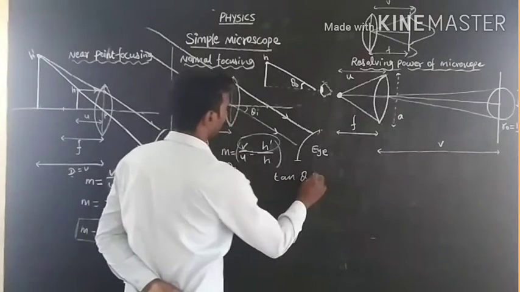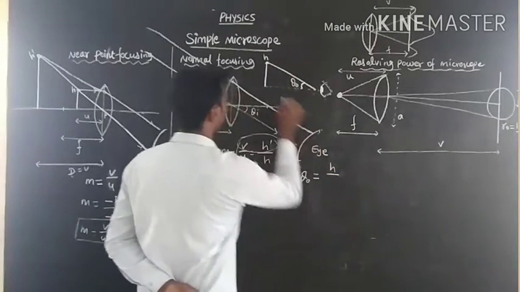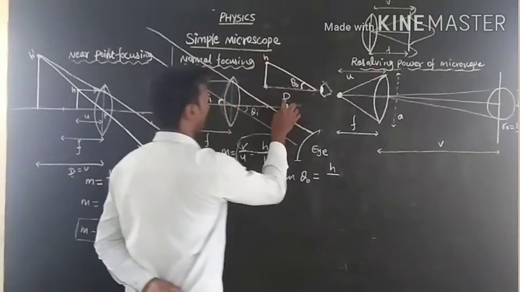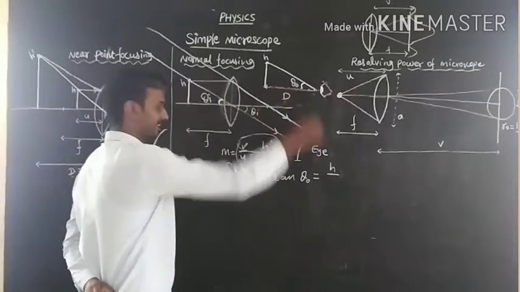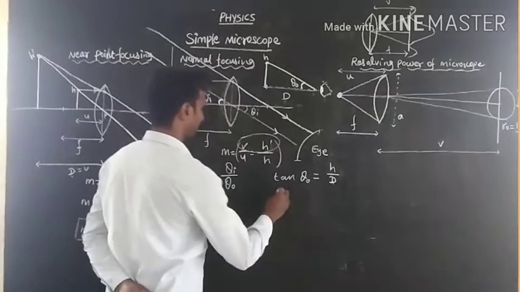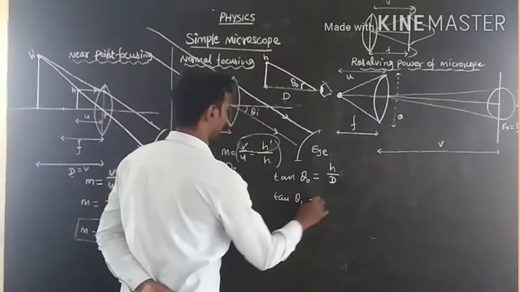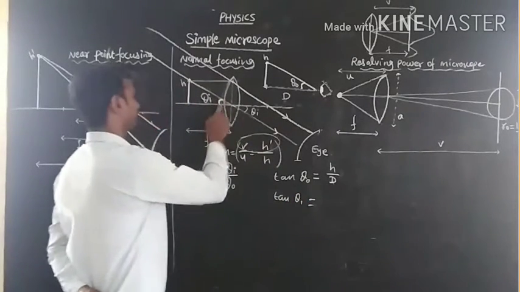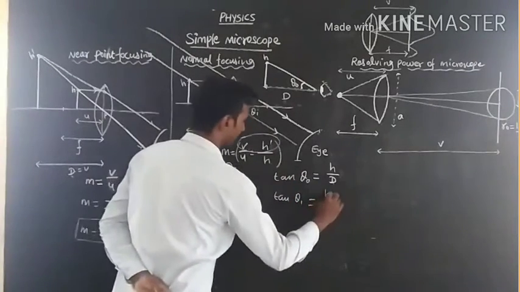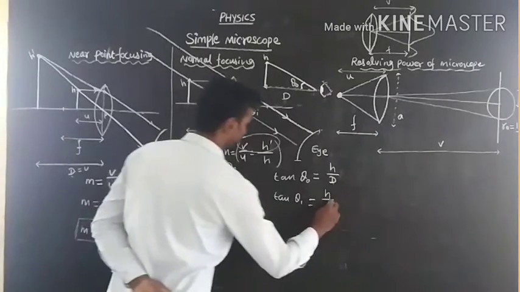0 is equal to opposite side h divided by the position of an object, which is for the near point position. This is denoted by D. For near point focusing, denoted by D. Then tan theta I is equal to, come to the diagram, opposite side is also the height of the object h divided by adjacent side f.